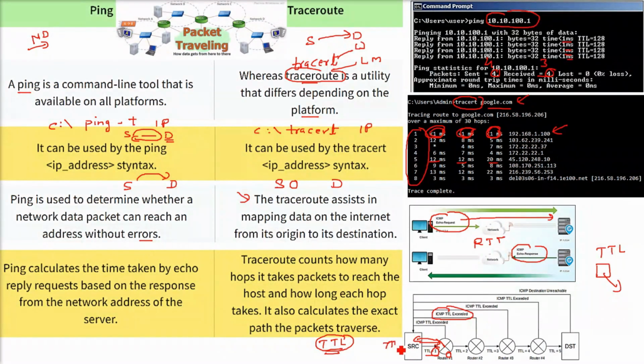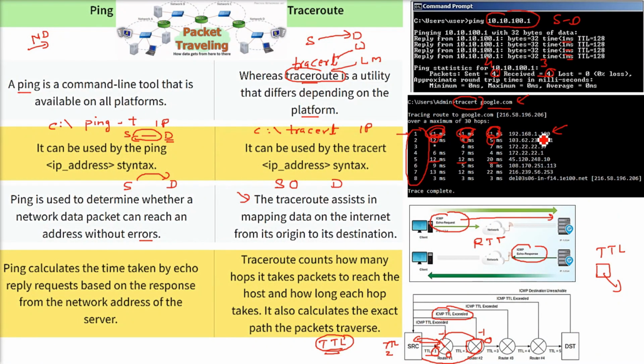Now TTL becomes 2. At TTL 1, it will become 0 at the first router, but now it becomes 1 at the first router and 0 at the second router. So the second router will again send an ICMP TTL exceeded, and it will return it back. So the 3 packets will return back. This is the second row I'm showing. That is the round trip time from the second router. So this goes on and on.